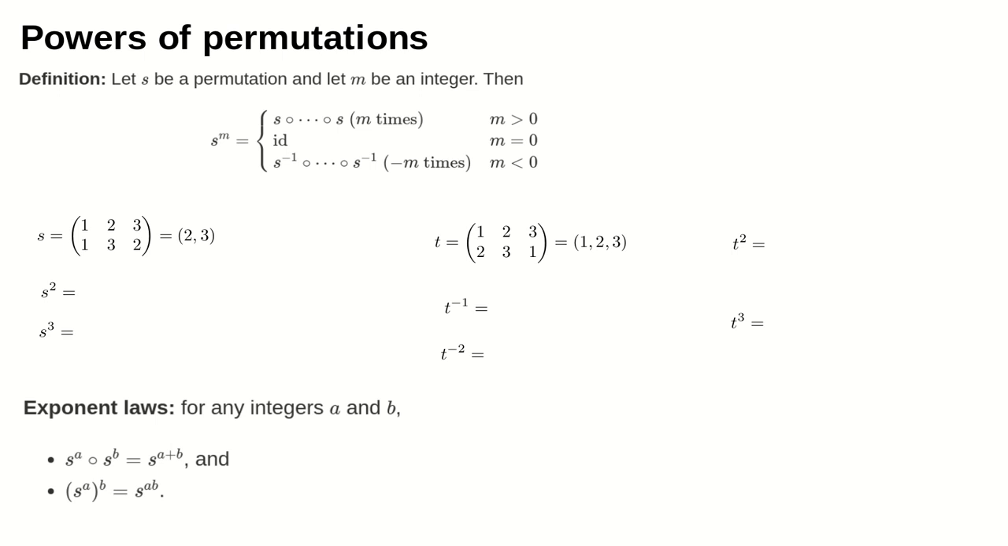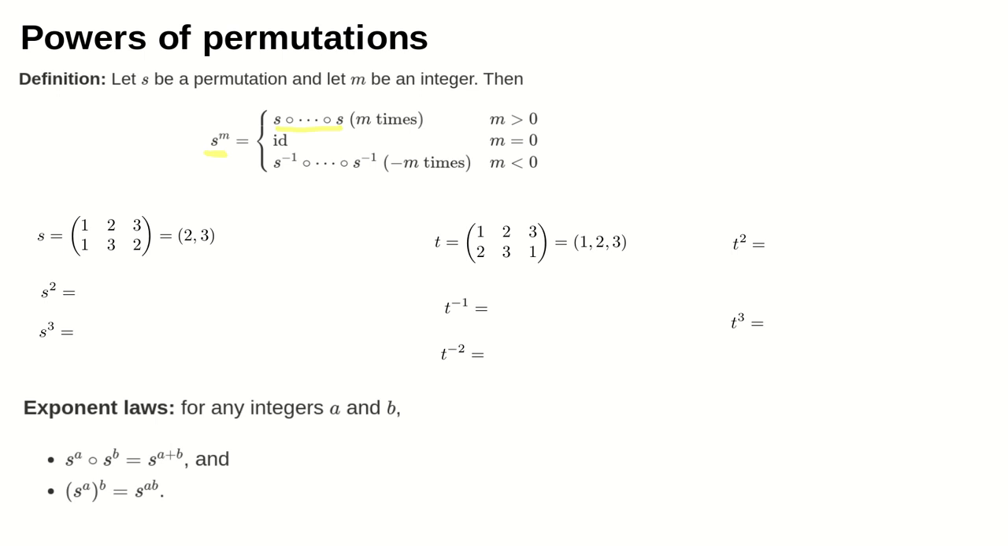If we have a permutation s and an integer m, then s to the power m is defined in three different ways according to the value of m. If m is strictly positive, then s to the power m means s composed with s composed with s composed with s, m times. On the other hand, if m is 0, then s to the power 0 is defined to be the identity permutation. And finally, if m is strictly negative, then s to the power m is defined to be the inverse of s composed with the inverse of s composed with the inverse of s, and so on, minus m times.